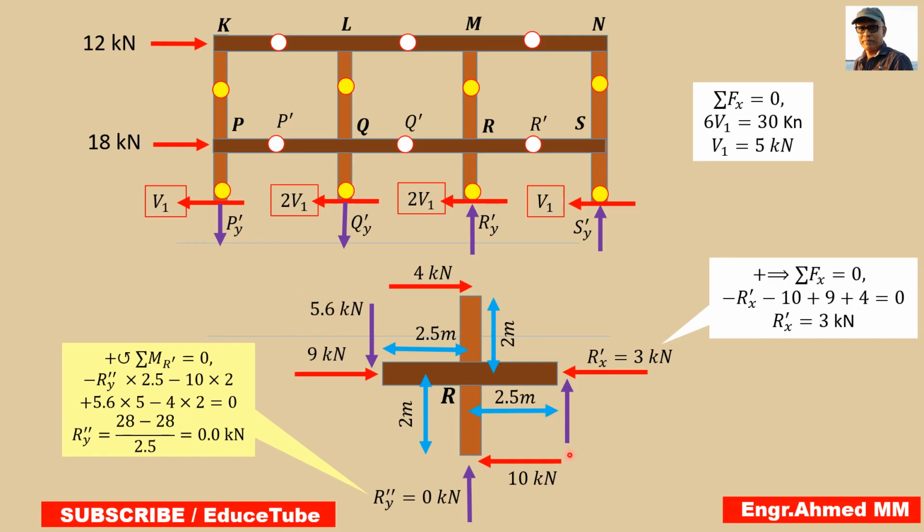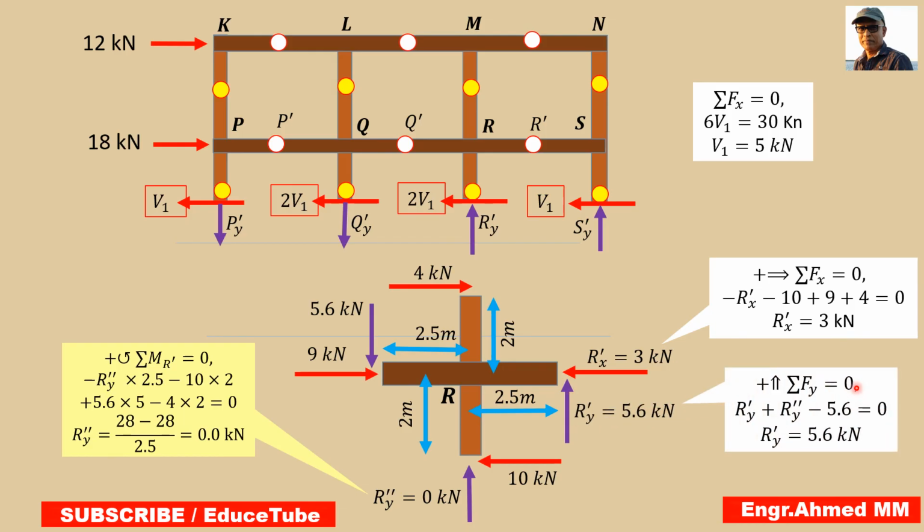So easily we can find these vertical reaction components. How? Summing vertical forces equal to 0. So R prime y upward positive, minus 5.6 because this is downwards. So easily we can write R prime y equal to 5.6. So this will be the value for this reaction component. So we are done right now. Okay, now we can move to S.